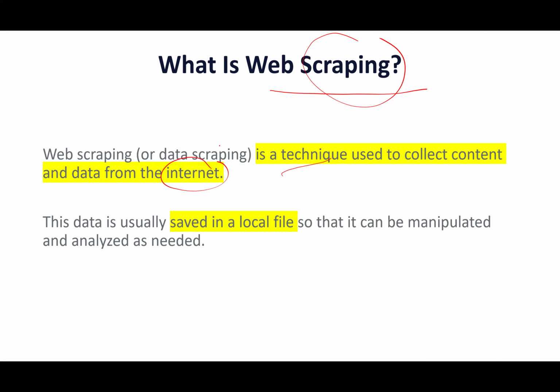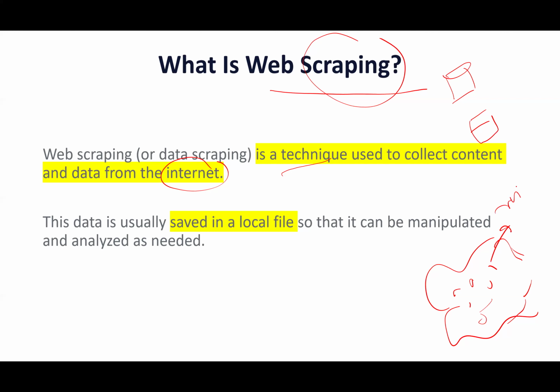There are different data sources. It can be a database, it can be a file, or it can be n number of things. But if you see the internet, it is a big repository of data. Yes or no? The internet is a big repository of data, so it has huge data.